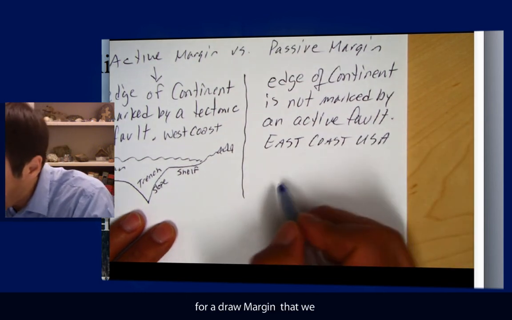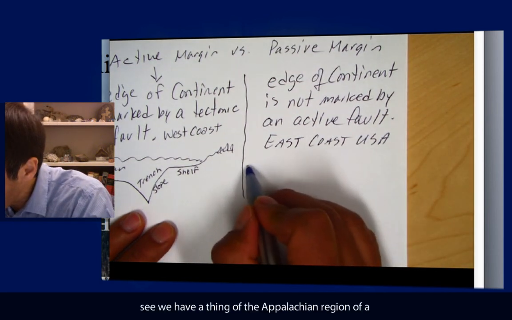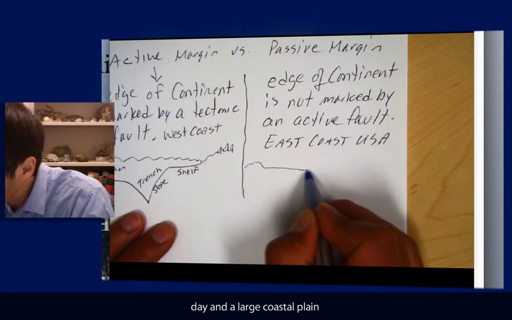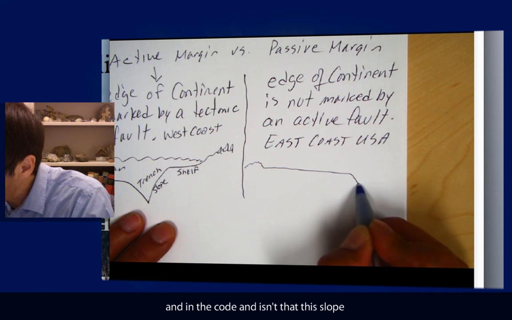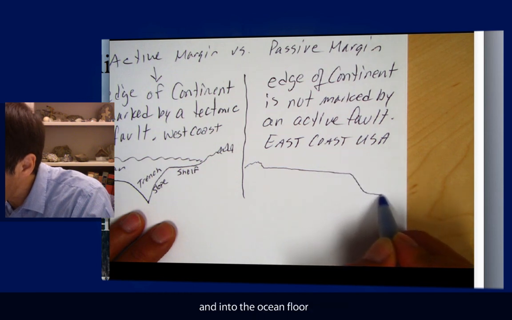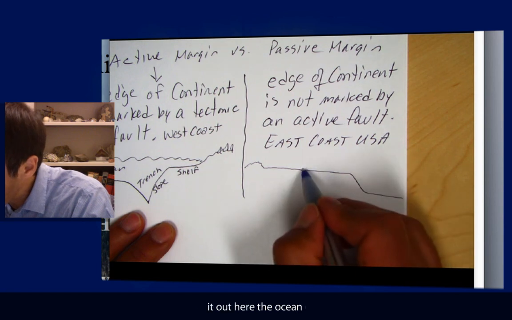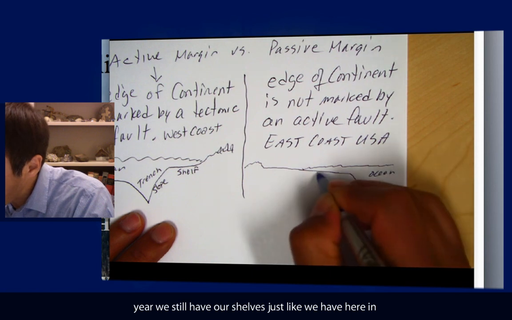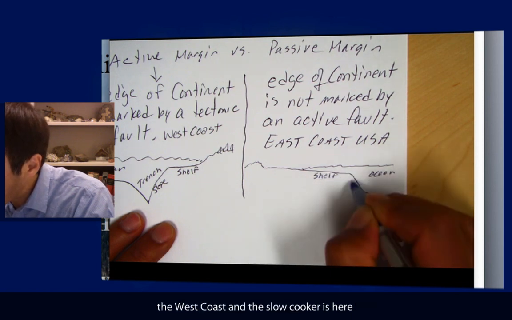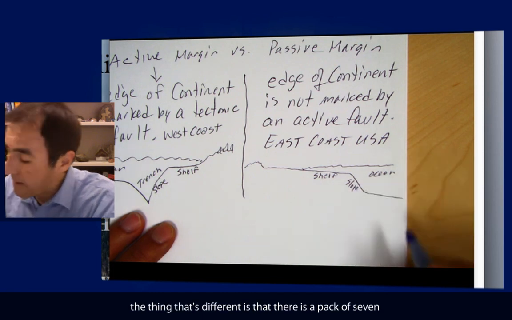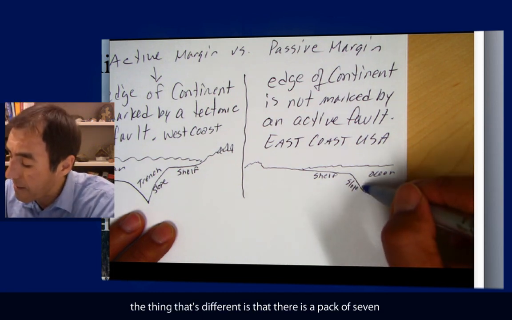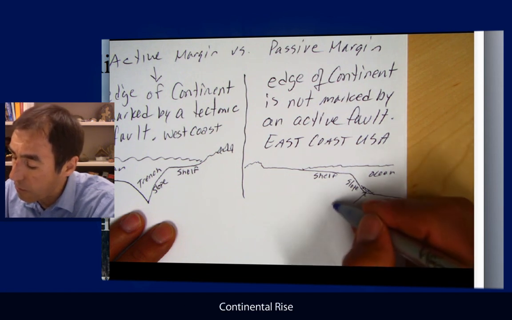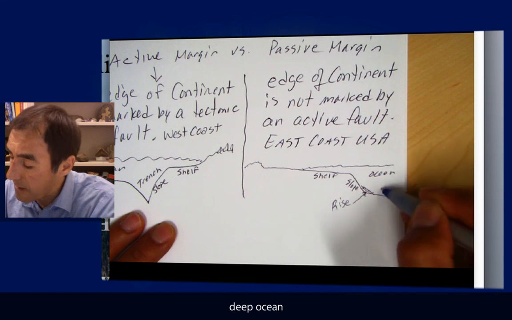And if we were to draw a margin like that, we'd see we'd have the Appalachians, which are not very big, a very large coastal plain, and then we go down to the slope and then the ocean floor. And so we'll put sea level right about here. So this is the ocean here. We still have our shelf, just like we had here on the west coast, and the slope occurs here. But the thing that's different is that there's a thick packet of sediment that occurs here, marine sediment, and this packet is called a continental rise. And then here's the deep ocean over here.